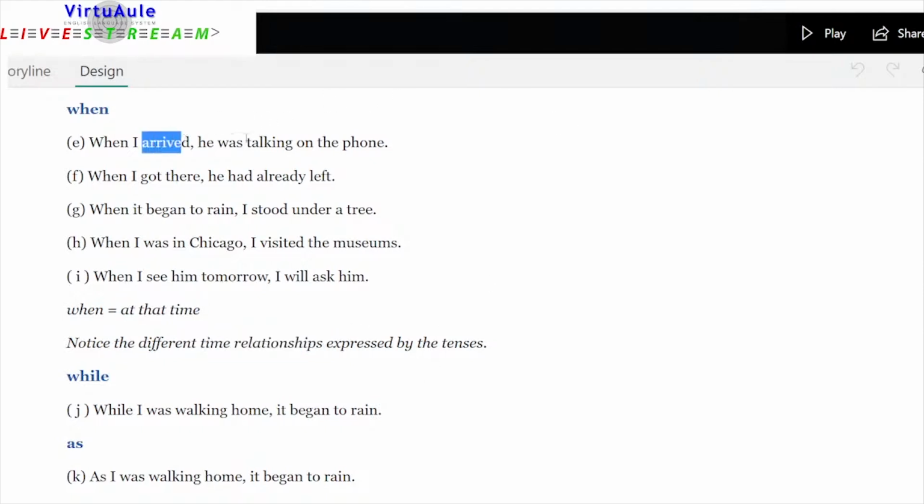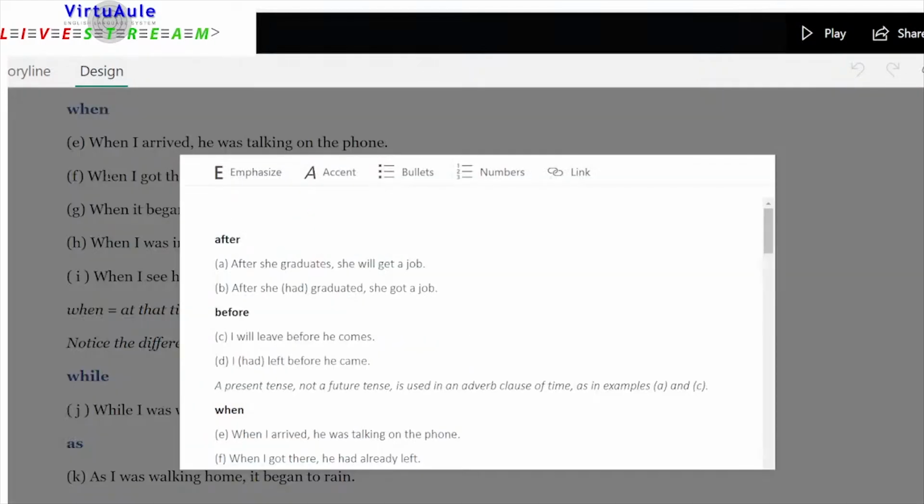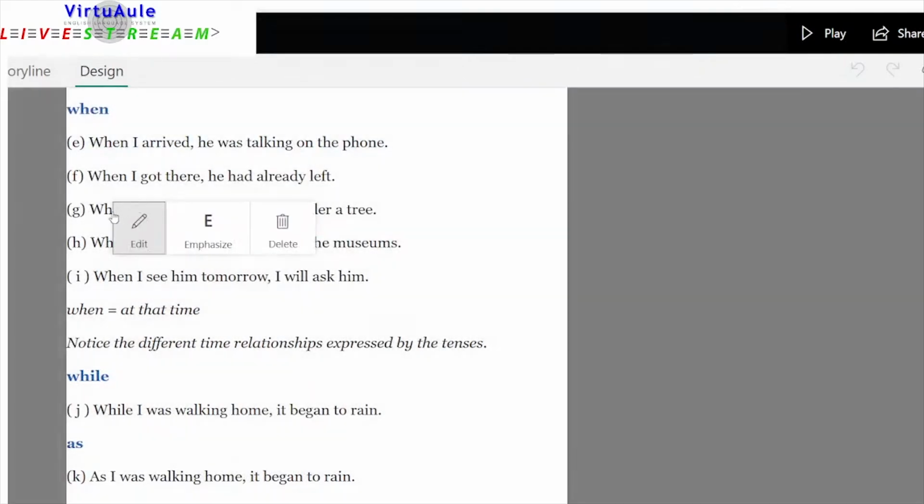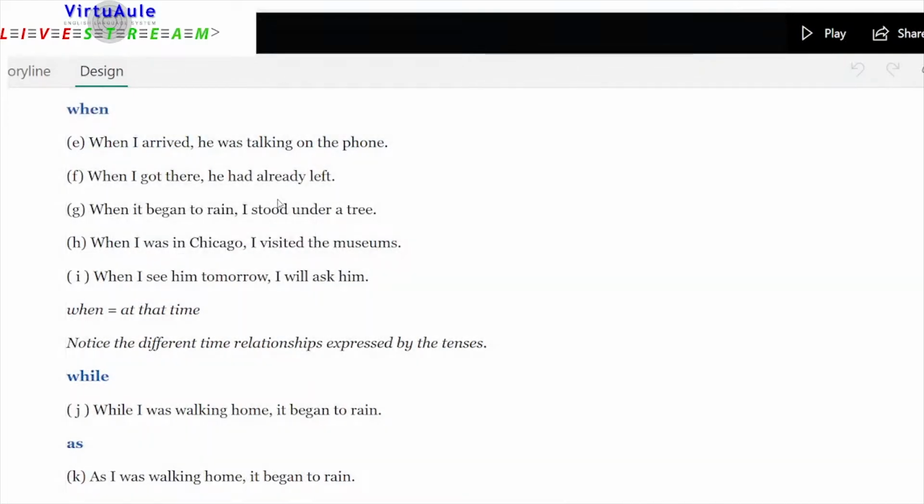When I arrived, simple past. He was talking, past progressive. When I got there, simple past. He had already left. So this is like saying before I got there. When it began to rain, simple past. I stood under a tree, simple past. When I was in Chicago, simple past. I visited the museum. When I see him tomorrow, I will ask him, present tense with the future.